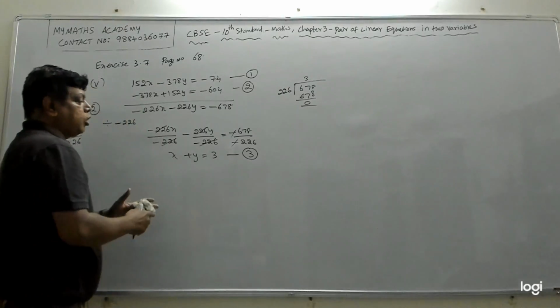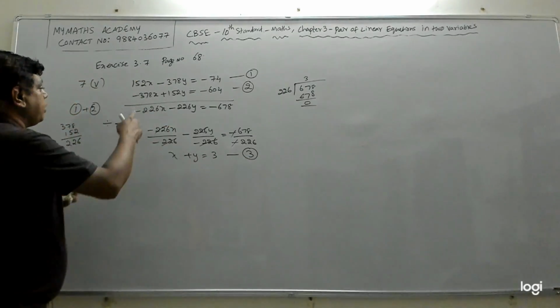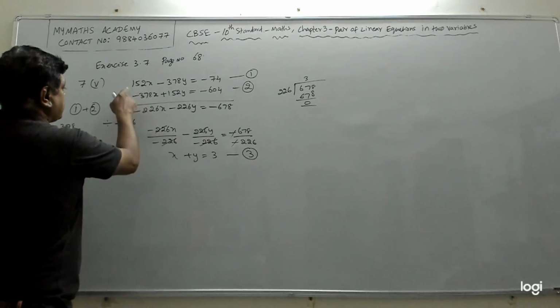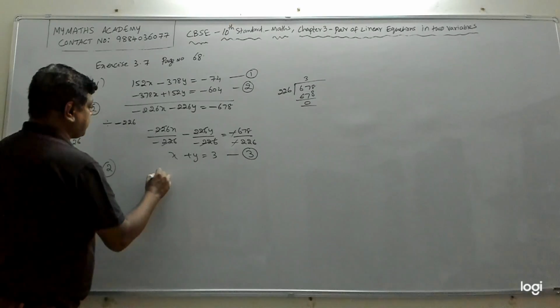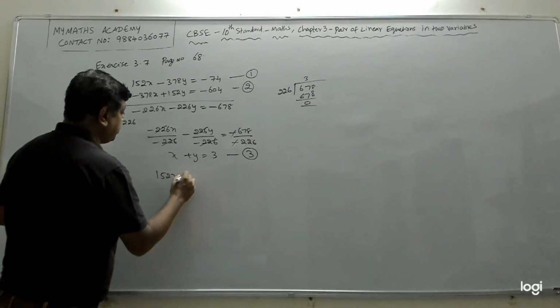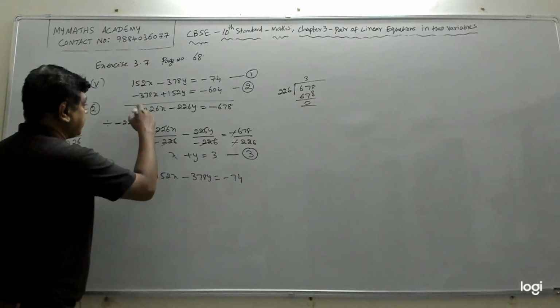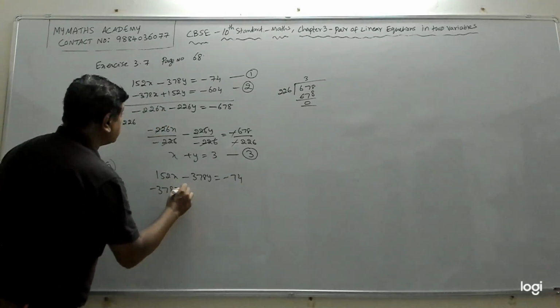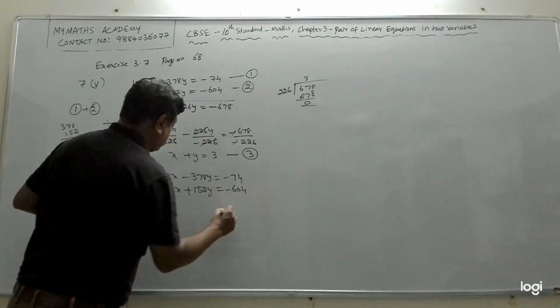So you keep this as third equation. Now we got one more equation which is very small compared to this. Now let's subtract them. We need to subtract these two. Second step is 1 minus 2. So which means I'll write the first equation, because for subtraction you need to change the sign, right? I'm writing this equation again. Then second equation is minus 378x plus 152y equal to minus 604.